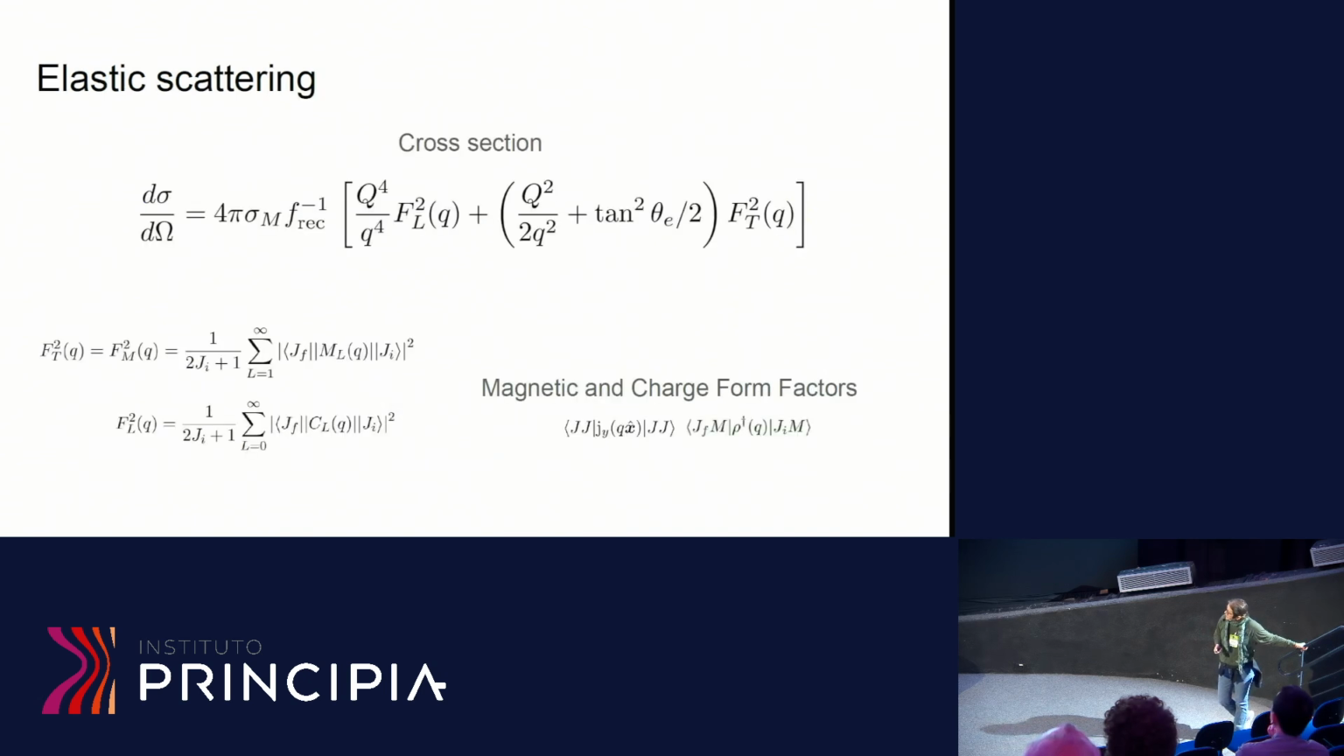Okay, so these are static properties of nuclei. We also study the shape of nuclei. They can be inferred by looking at the form factors. This is the elastic cross-section for electron scattering. You have the longitudinal and the transverse form factor, in addition to kinematic terms that are known. The magnetic form factor is essentially proportional to a matrix element of the vector current operator, whereas the longitudinal form factor is proportional to a matrix element of the charge operator.